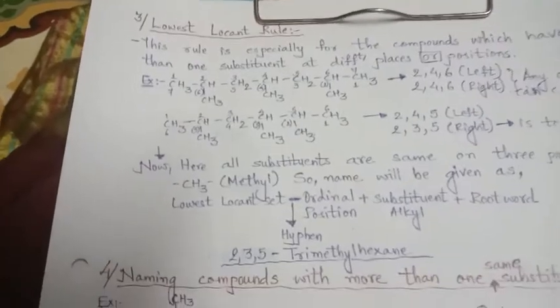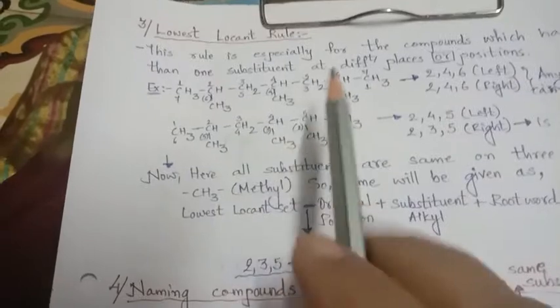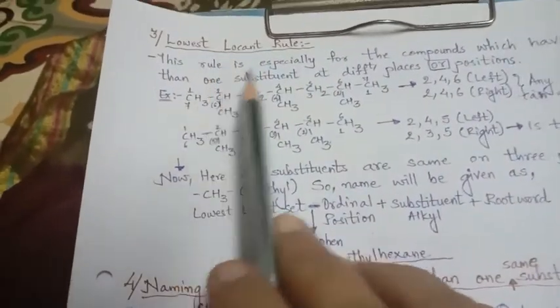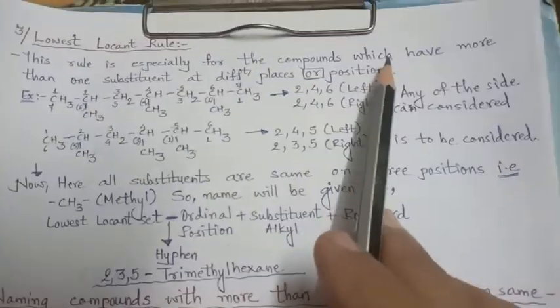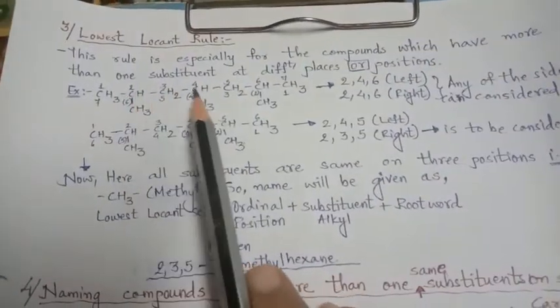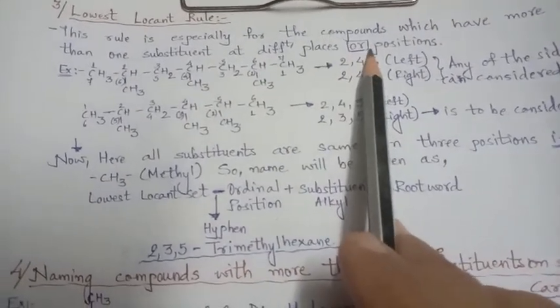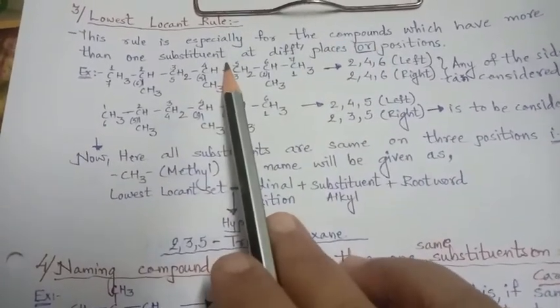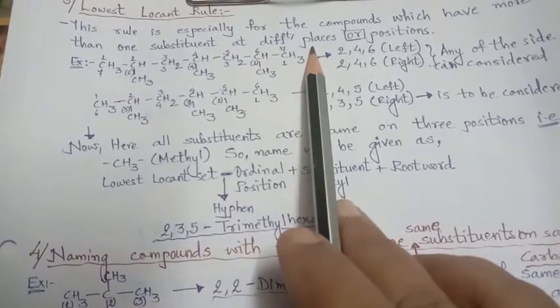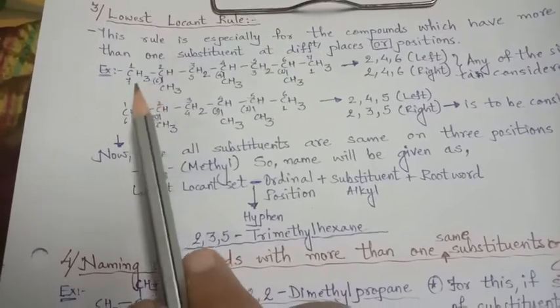Now let us go for the further rule. Actually, this rule we already discussed in yesterday's video also, but we will see it once again. The lowest locant rule. This rule is especially for compounds which have more than one substituent at different positions. If we have more than one substituent in an organic compound, and that too at different positions, then how do we give the name? First of all, let us see an example here.